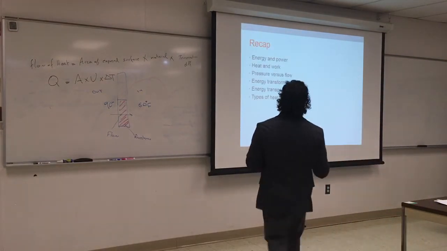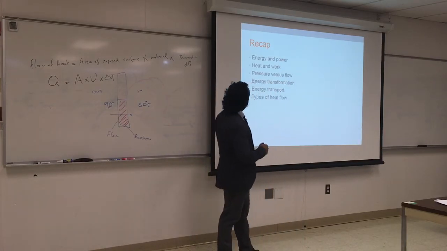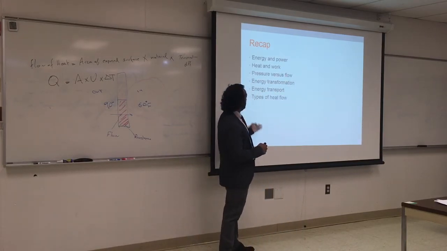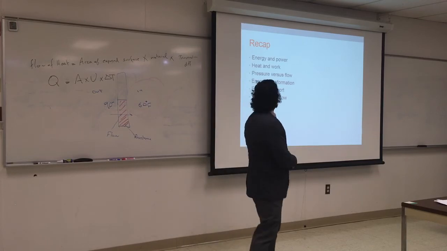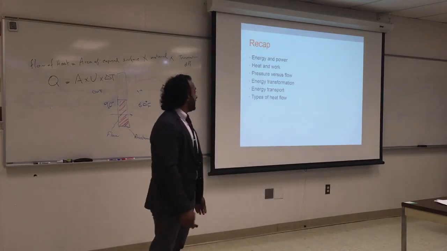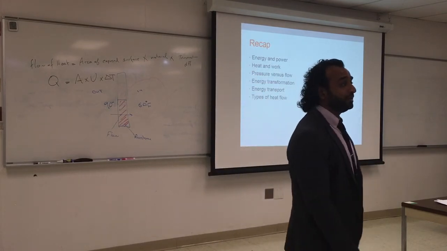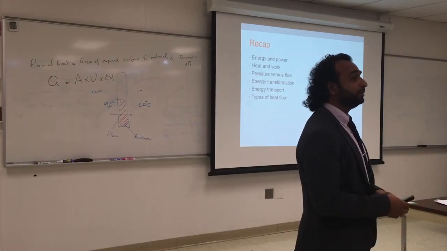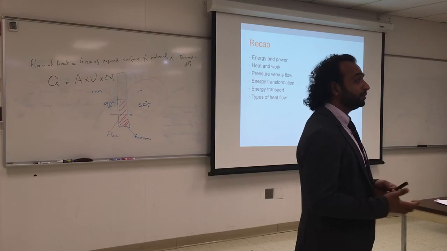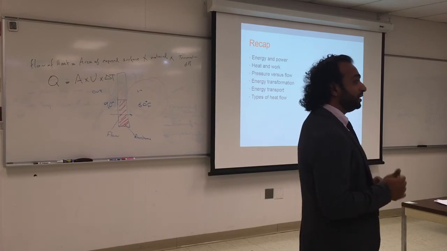Okay, so to recap that section, we looked at engine power, engine work, pressure versus flow, energy transformation, energy transport, and types of heat flow. We need to talk about the types of heat flow. How do we move heat from one place to another? How does heat move around the earth, around us, and in a house? Any questions so far?